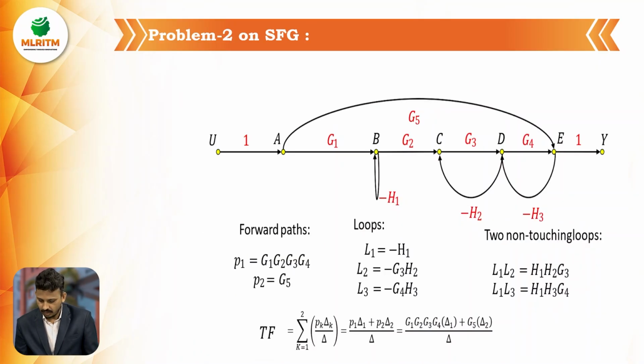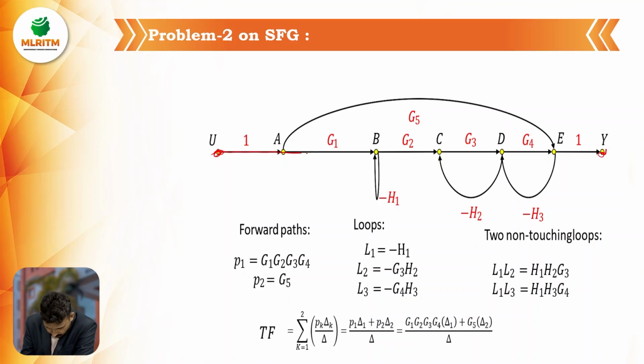So let's solve another example. This is a given signal flow graph and I have to find the transfer function. First of all, observe what the input is and what the output node is. U is the input node and the output is Y. Next, I have to identify the forward paths. How many forward paths are there? A forward path means the signal must travel from input to output.